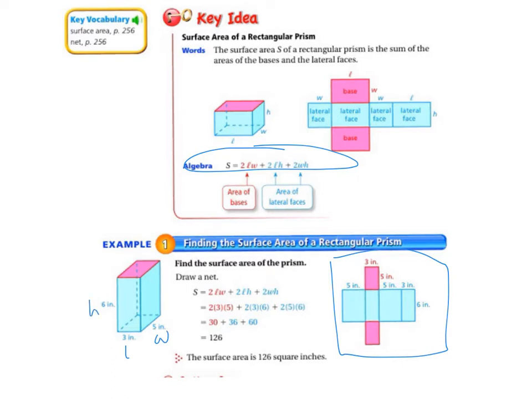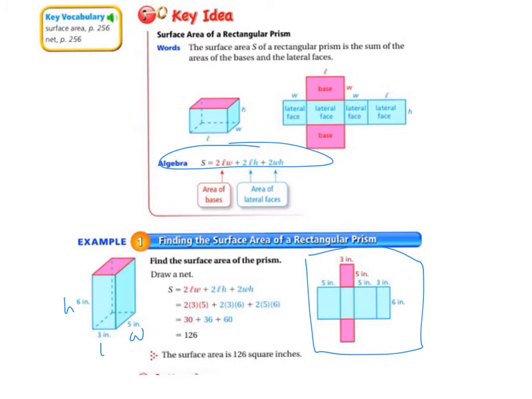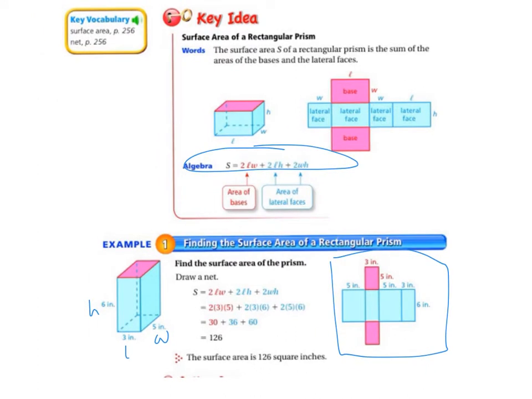So we're going to multiply 2 times 3 times 5, so that's the length times the width, which equals 30. And we're going to multiply 2 times 3 times 6, and that equals 36. And we're going to multiply 2 times 5 times 6, and that equals 60. And then when we add all of that up, we get 126.